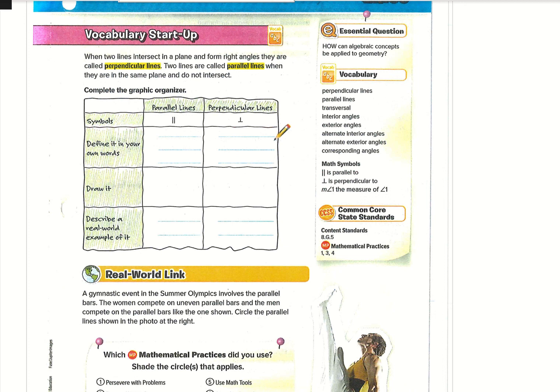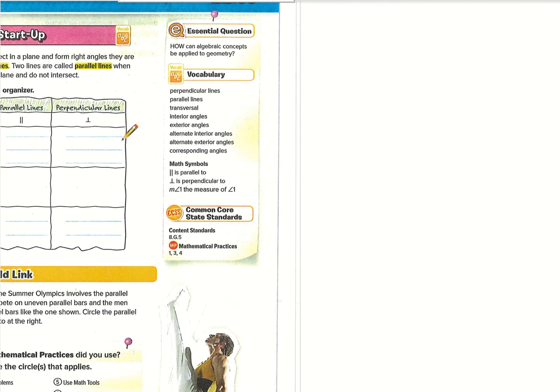Today we are doing lesson 5.1, which is all about lines, parallel lines, perpendicular lines, transversals, and the angles that we get from those lines. We're going to start out with a quick review. I know we talked about this very briefly before, which is why we're going to review it really quick.